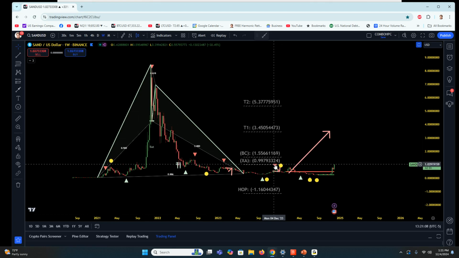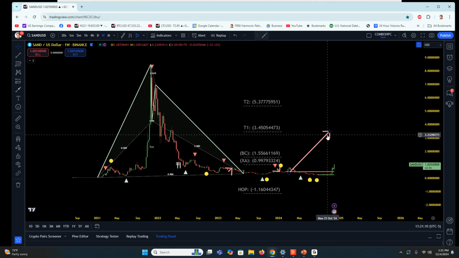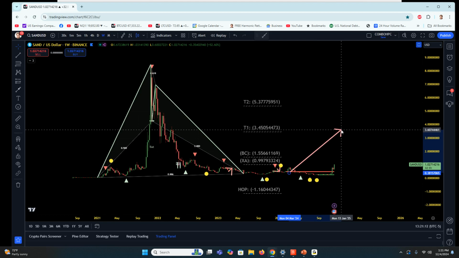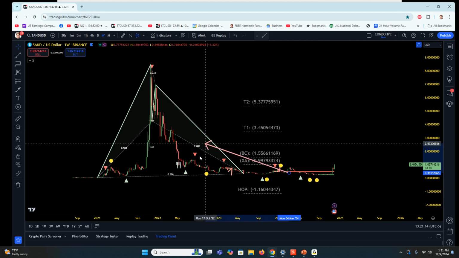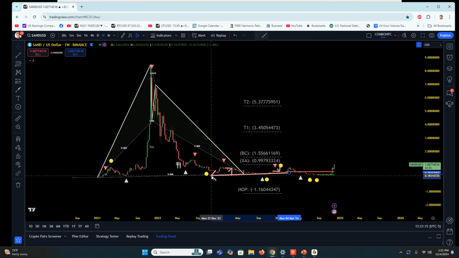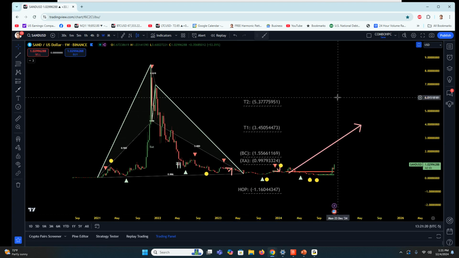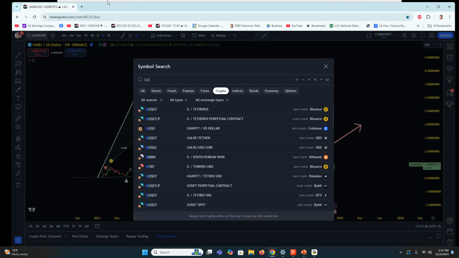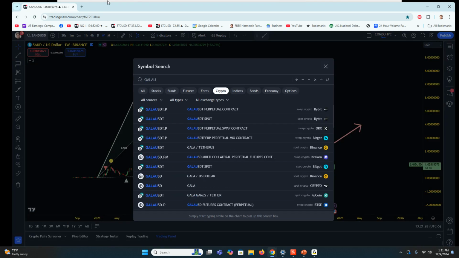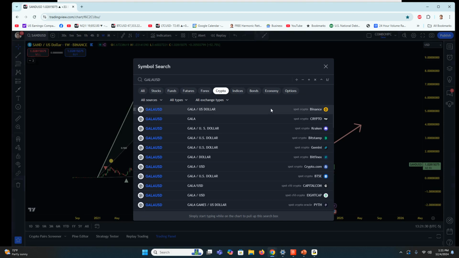I think these are at least good for massive T1 recovery moves like 345. It's a T1 bat pattern on the weekly going back 4 years. That should get the T1 at 345. There's a bunch of them. Here's Gala. Gala's one I'm looking at right now. I don't think it's really moved yet.